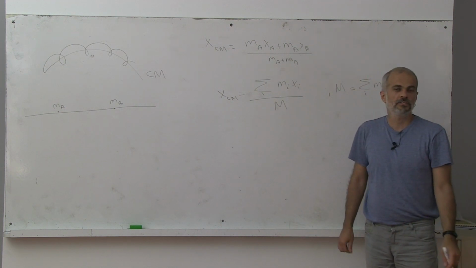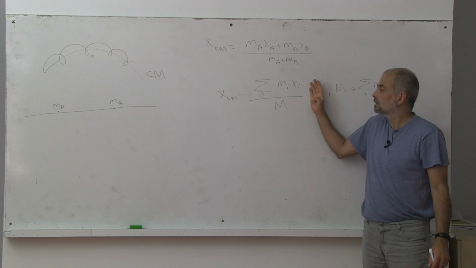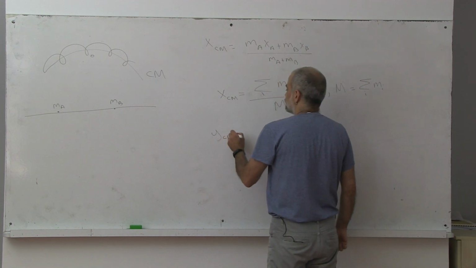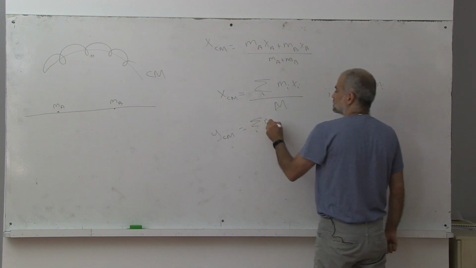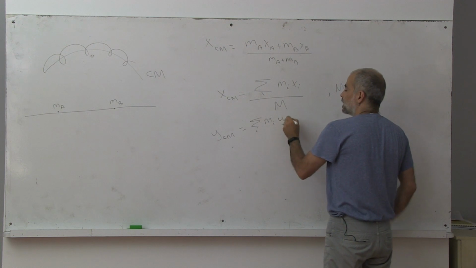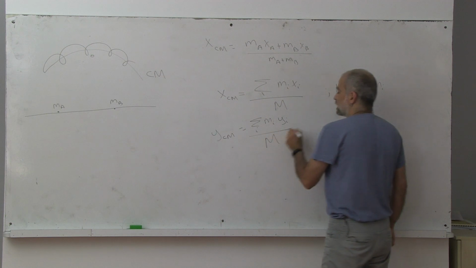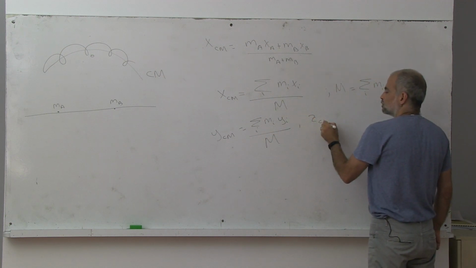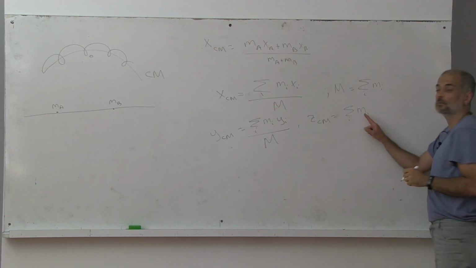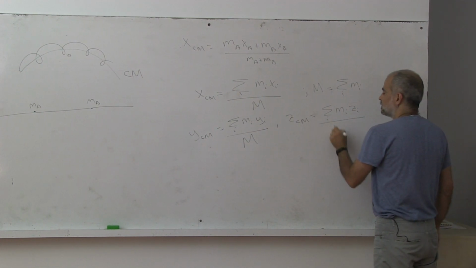Now, if the system moves in 2 or 3 dimensions, we can define the corresponding x, y, and z components in a similar fashion. The y coordinate of the center of mass will be, for each particle, multiply the mass of each particle with the y coordinate of that particle, and divide by the total mass. The z coordinate of the center of mass is, take each one of the particles, multiply the mass of that particle with the z component of their position, and divide by the total mass.